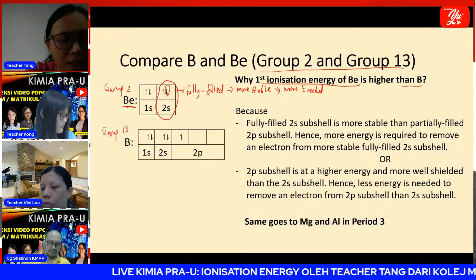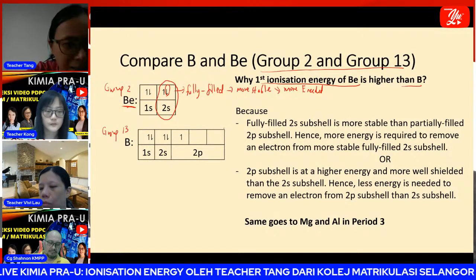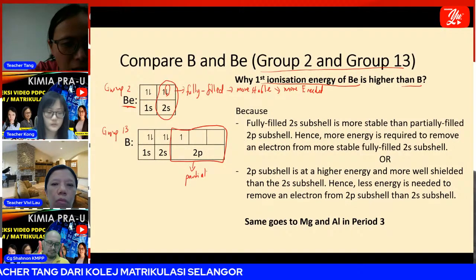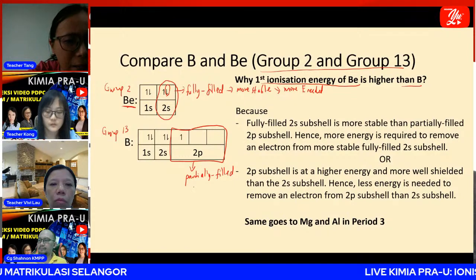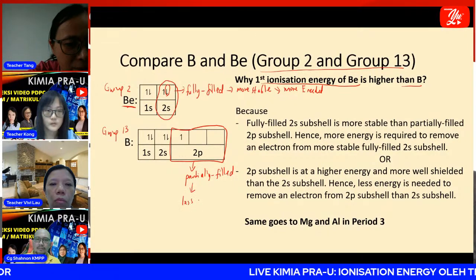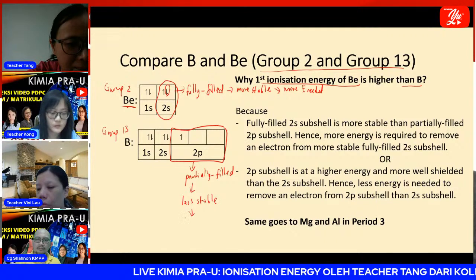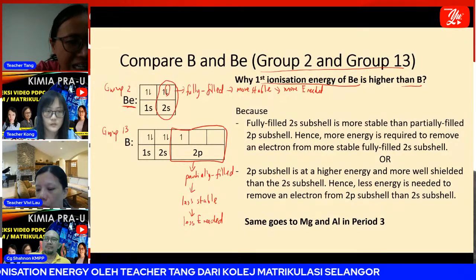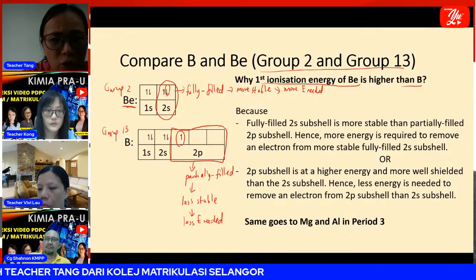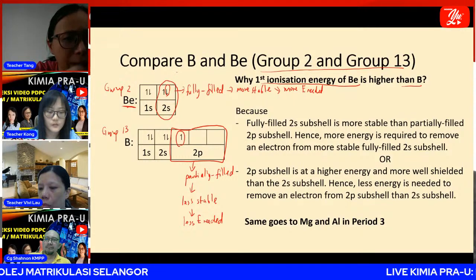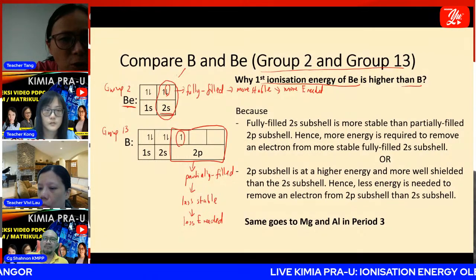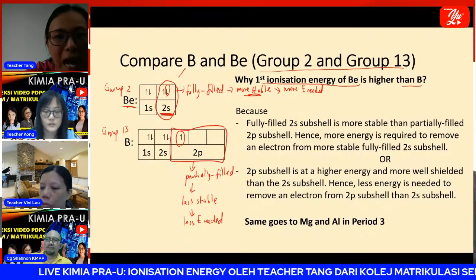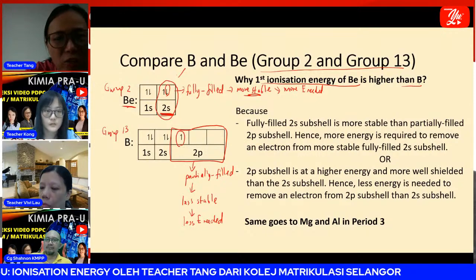While for group 13 element boron, the first electron is removed from the partially filled 2p subshell, and the partially filled 2p subshell is less stable. When it is less stable, it means that less energy is needed to remove an electron from the 2p subshell. So therefore, for beryllium, because we remove an electron from the 2s subshell, which is more stable, it requires more energy. Therefore, beryllium will have the higher first ionization energy than boron.